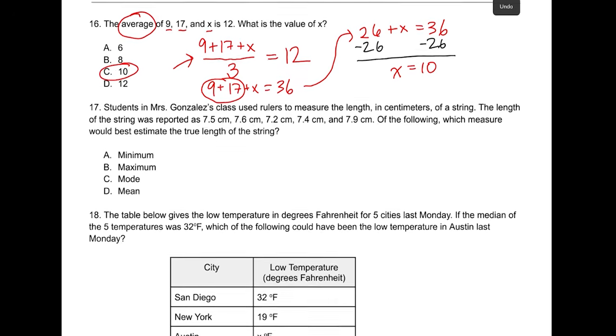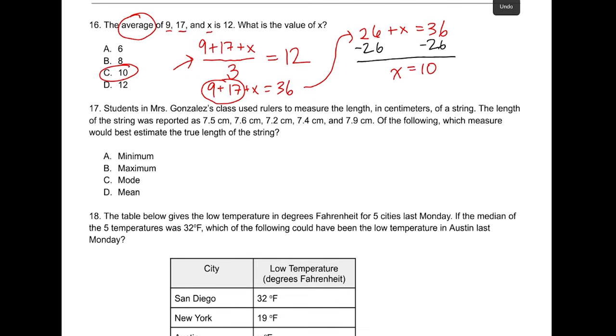Number 17 says students in Mrs. Gonzalez's class use rulers to measure the length in centimeters of a string. And each of the students got a different measurement. One got 7.5, one got 7.6, 7.2, 7.4, 7.9. And the question is asking which of these measurements would best estimate the true length of the string. There's no real arithmetic here, you don't really need to do any mathematics in the traditional sense. You just need to know what all these words mean.